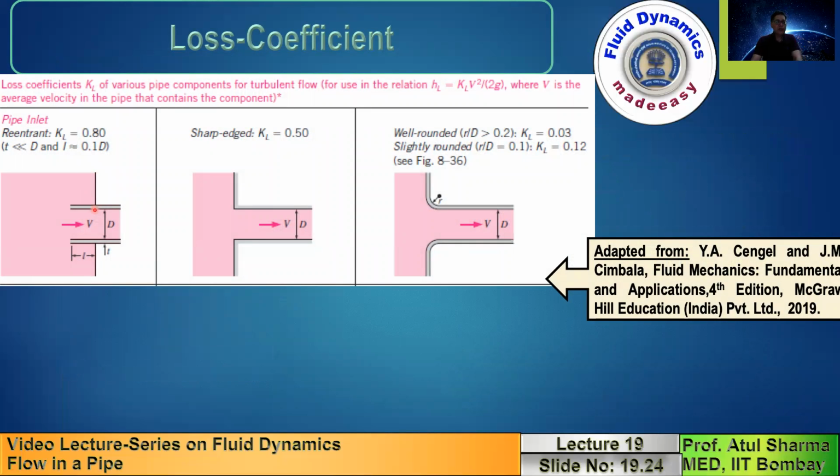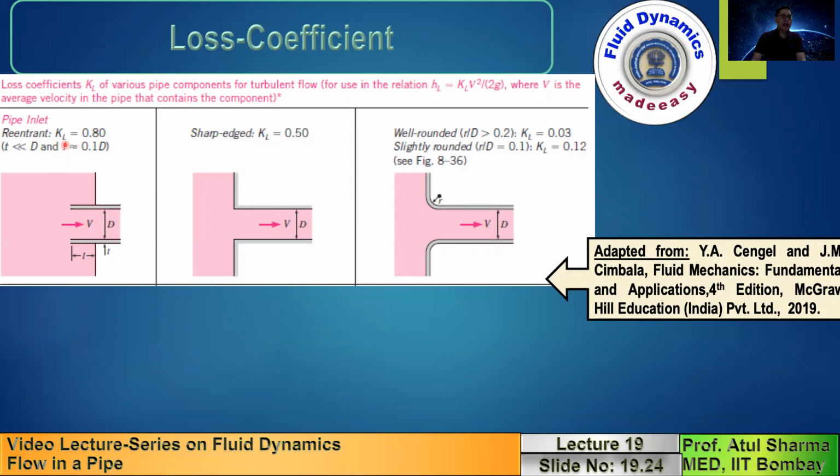Suppose this is an overhead tank or a dam, and this is a pipe from which the water is coming out, and there could be various types of exit. You can have a pipe connection like this, or you can have a pipe connection like this. Here there is a sharp turn, and here you have a smooth turn. This is called a re-entrant case. The pipe inlet is re-entrant: fluid is first entering into the pipe and then it is coming out.